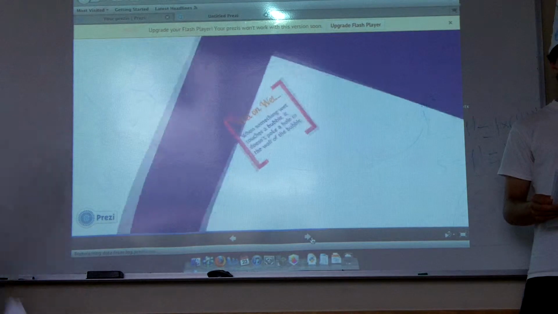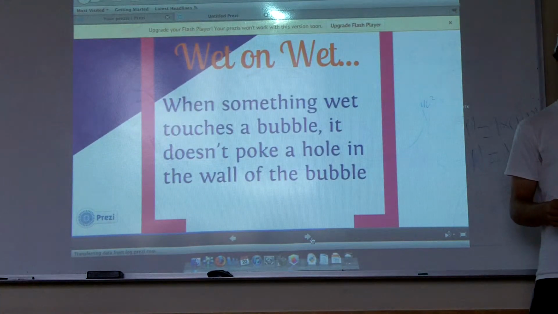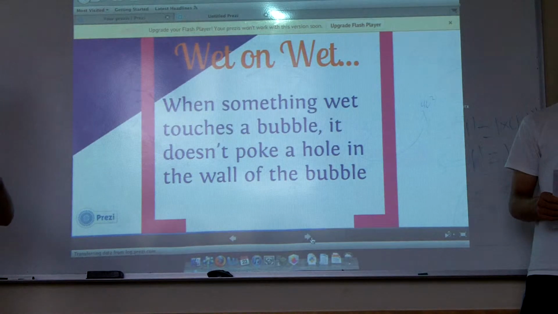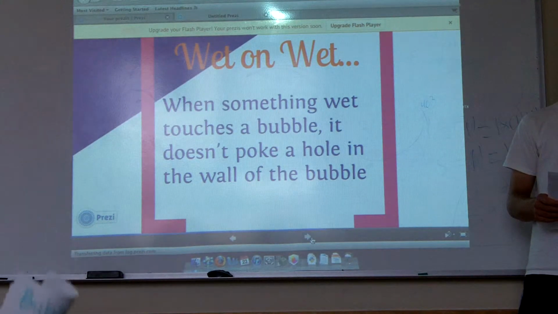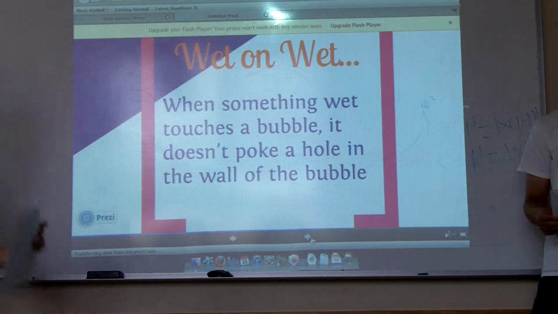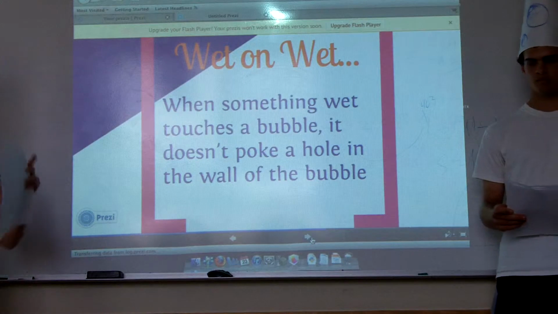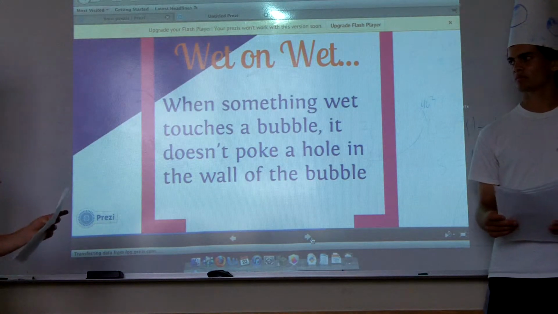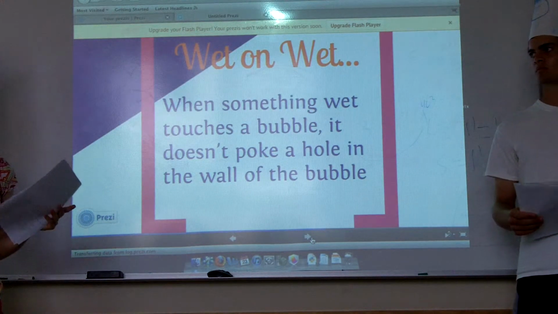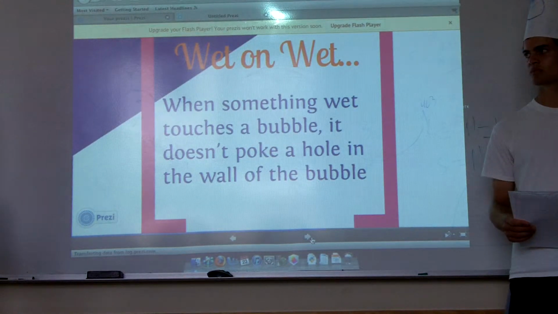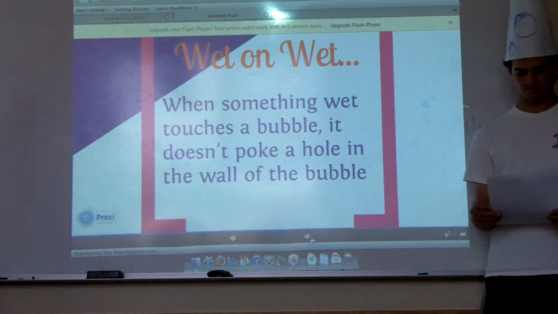But you guys probably know that if you have something wet and stick it through, it won't pop. That is because the solution on your finger, for example, slides through and the bubble forms around your finger, and also the solution on your finger fills in the hole that a dry object would have made. So it forms around your finger and the two solutions stick together.